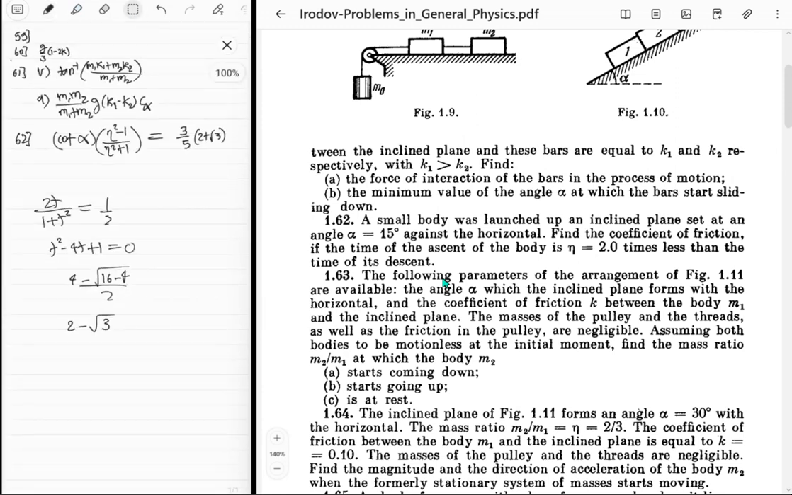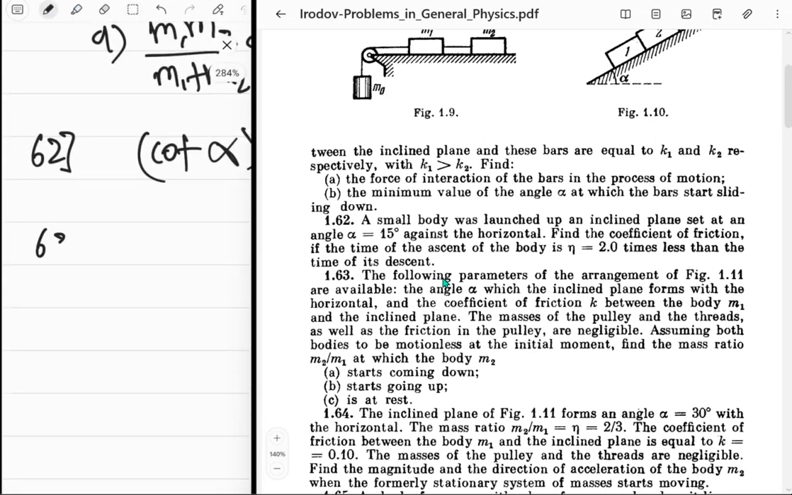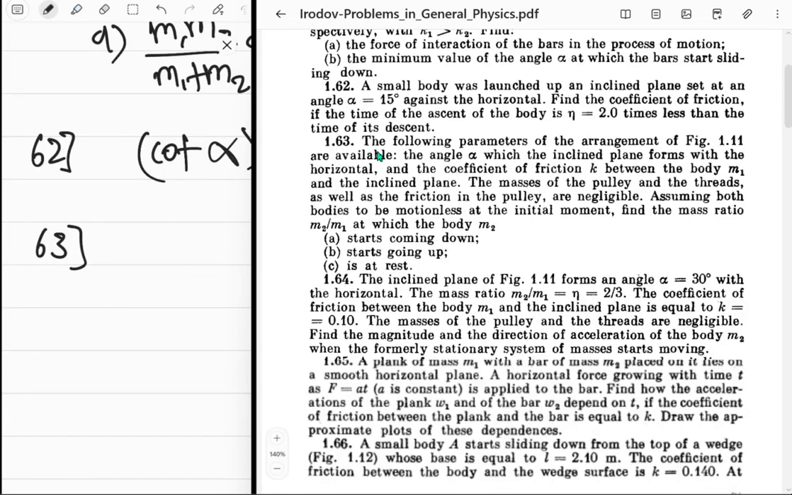Next. So 63. Unless of course I'm making a mistake, which I think I may have made. But hey, whatever, next question.